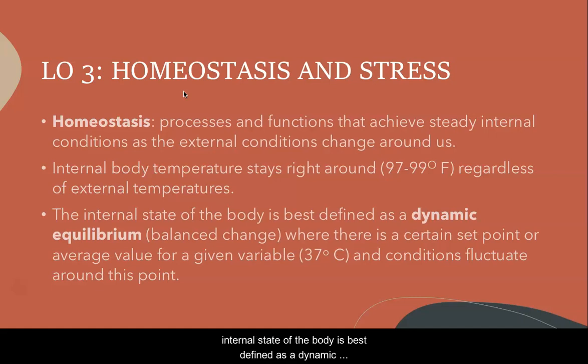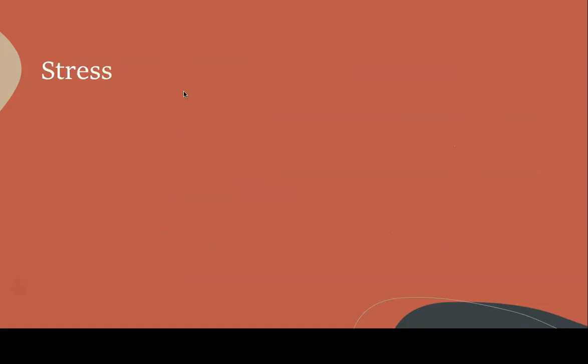The internal state of the body is best defined as a dynamic equilibrium or balance change, where there's going to be a certain set point or average value for a given variable. And here I've got degrees Celsius, 37 for body temperature, but that's 97 to 99 Fahrenheit. That's kind of the set average value, right? If you think about, oh, you want to be right around 98.6 when you take your temperature. Well, if you're 99, if you're 97, it's not crazy and it's not unexpected. Those conditions can fluctuate around this point. Now, if they fluctuate too far, like we said, that's when a problem is occurring.